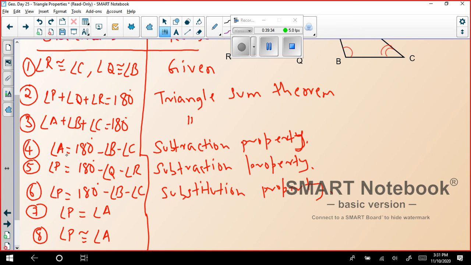I already had angle A equals 180 degrees minus angle B minus angle C. Angle P equals 180 degrees minus angle B minus angle C. Comparing angle 4 and 6, I can substitute and get angle P equals angle A. So this is also substitution property itself.